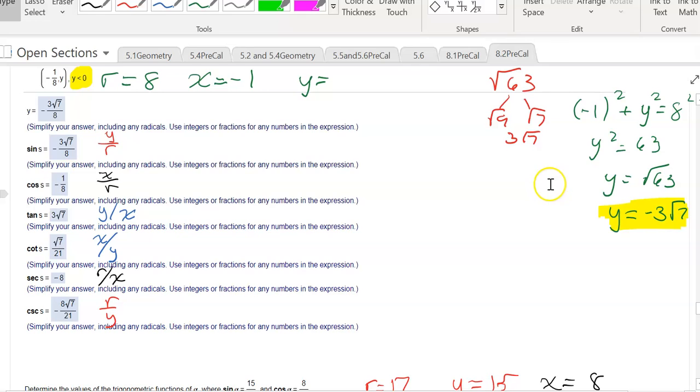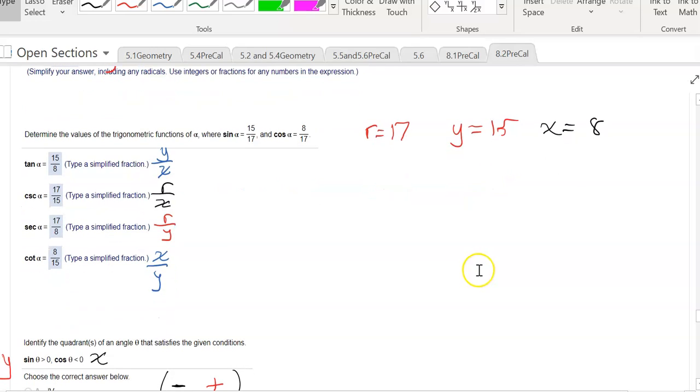Same thing happening here. This one, we do end up with a square root, so we do need to simplify this. We can't leave it as root 63. That can be reduced to 3 root 7. Also, we're told that y is less than 0, so we know that this is negative. We simply plug that in, and we simplify when necessary.